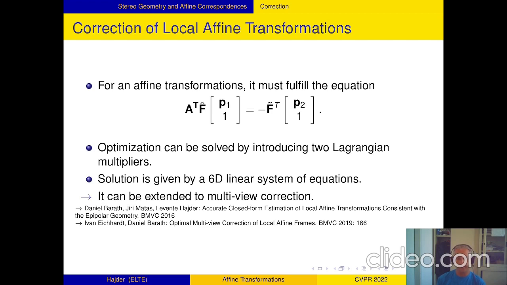it can be quite easily computed. And this correction algorithm was extended by colleagues in 2019 for the multi-view correction. So when there are multiple images and multiple affine transformations can be retrieved from the images, they can be corrected.